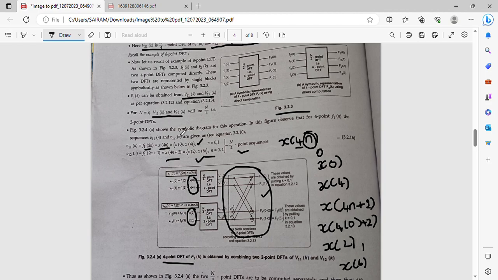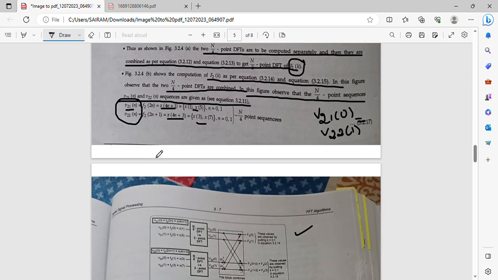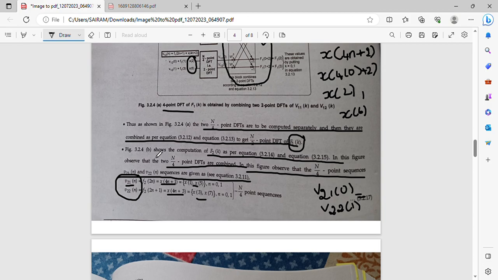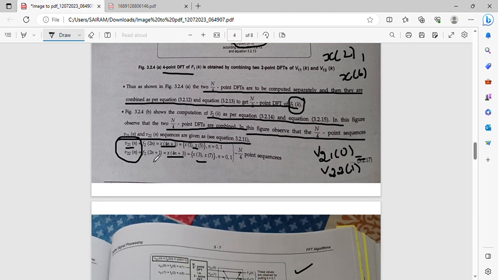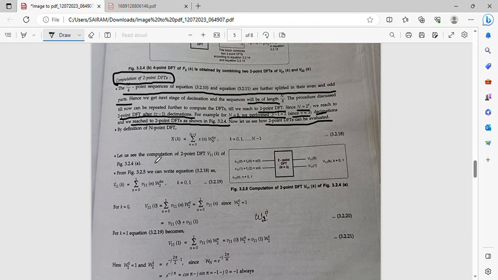Here you can see this is V11 of n. We are trying to discuss how to calculate the 2-point DFT. So how do you calculate the output of the 2-point DFT? That is what we are trying to understand.